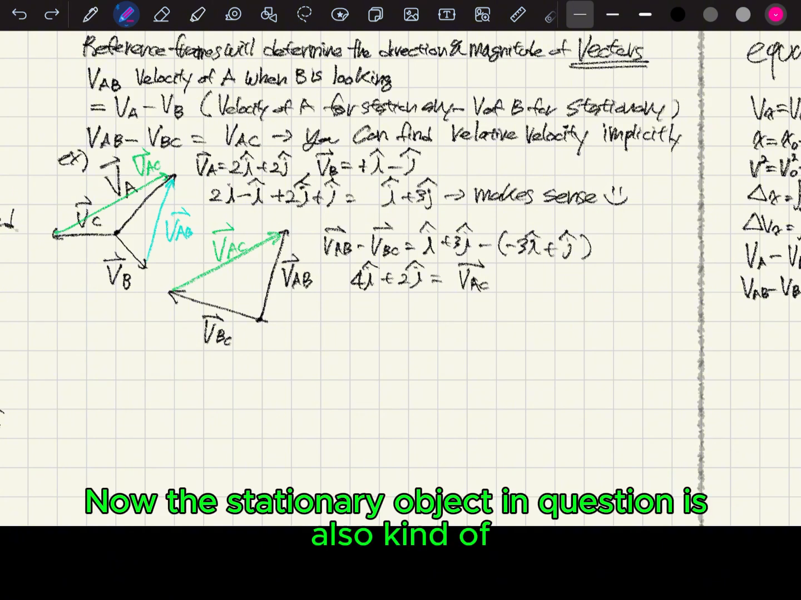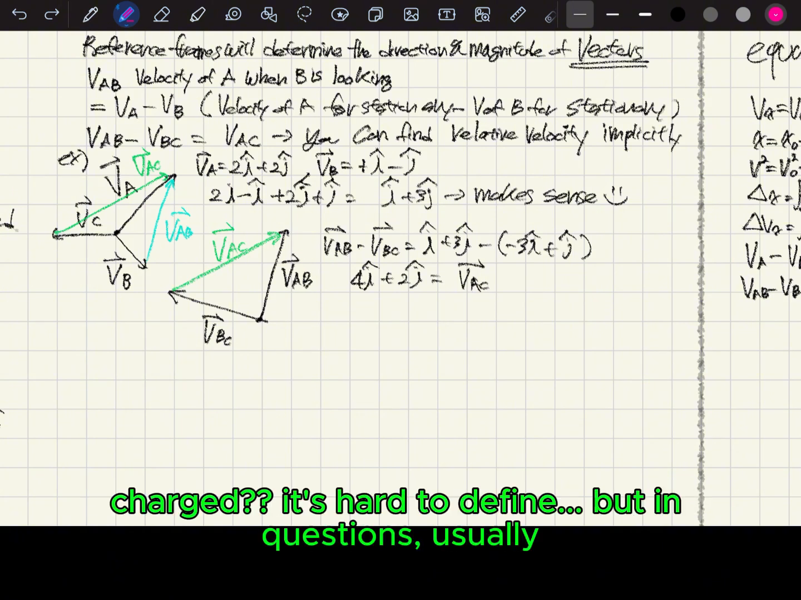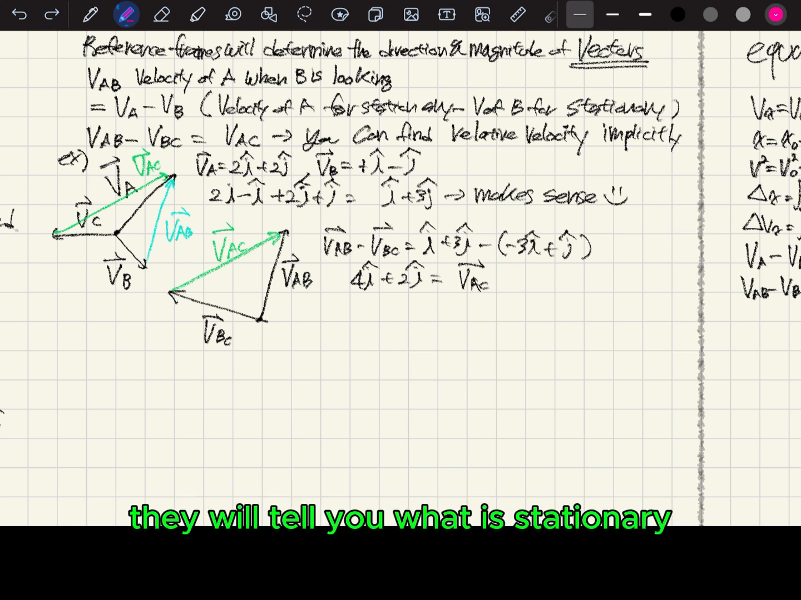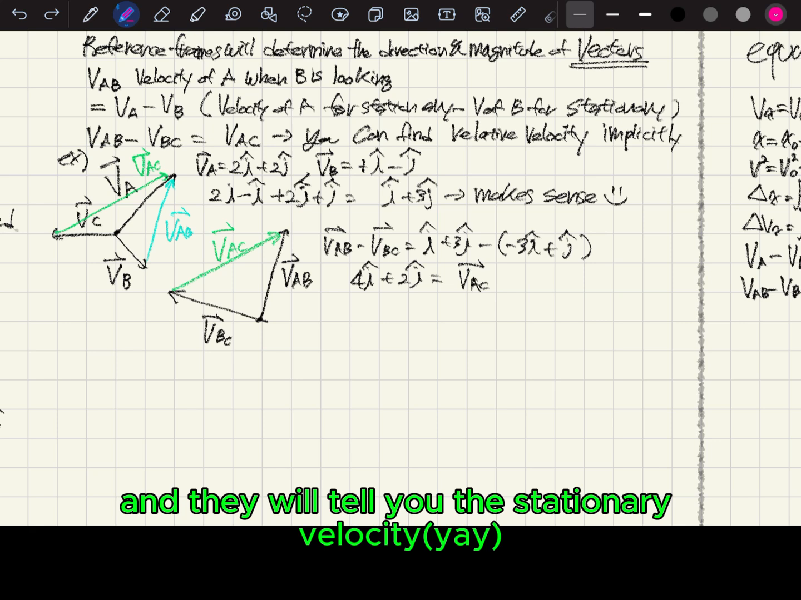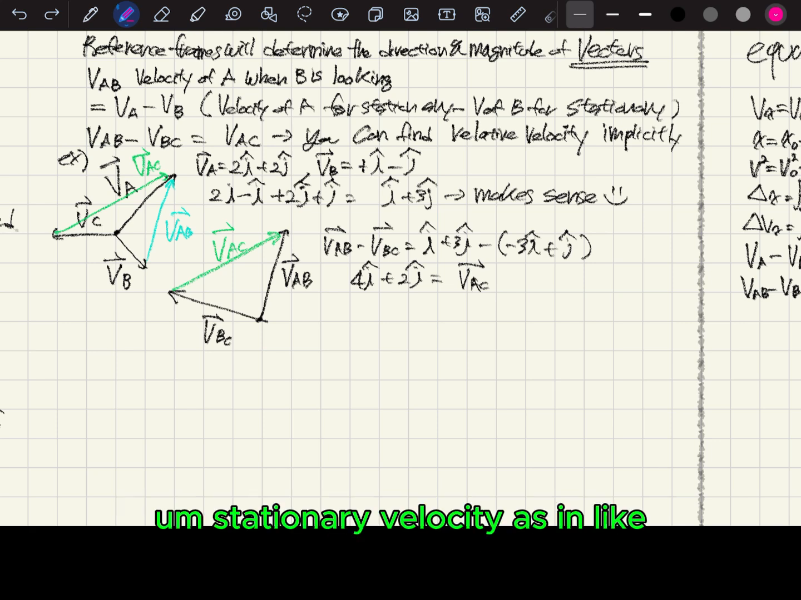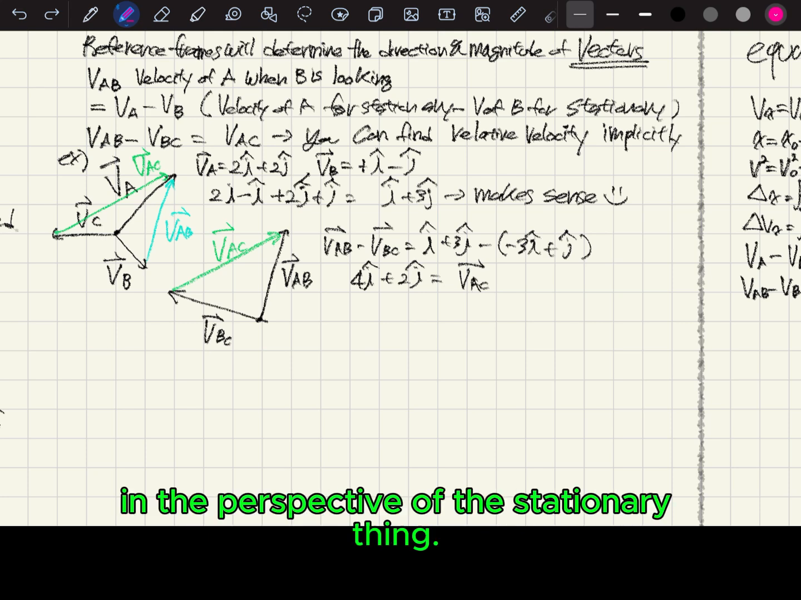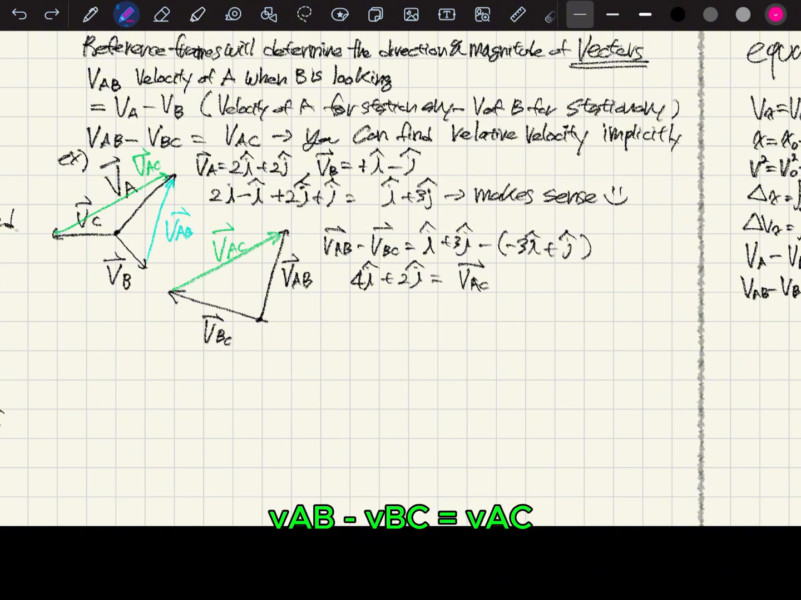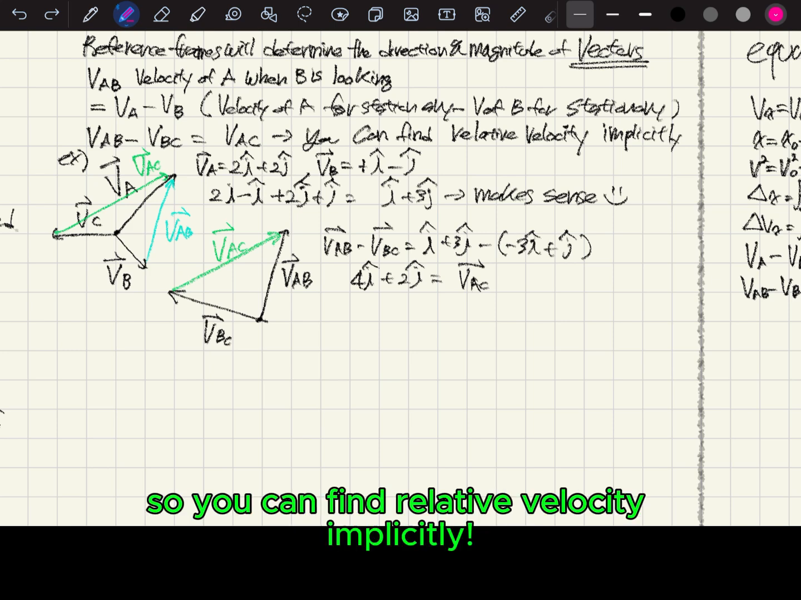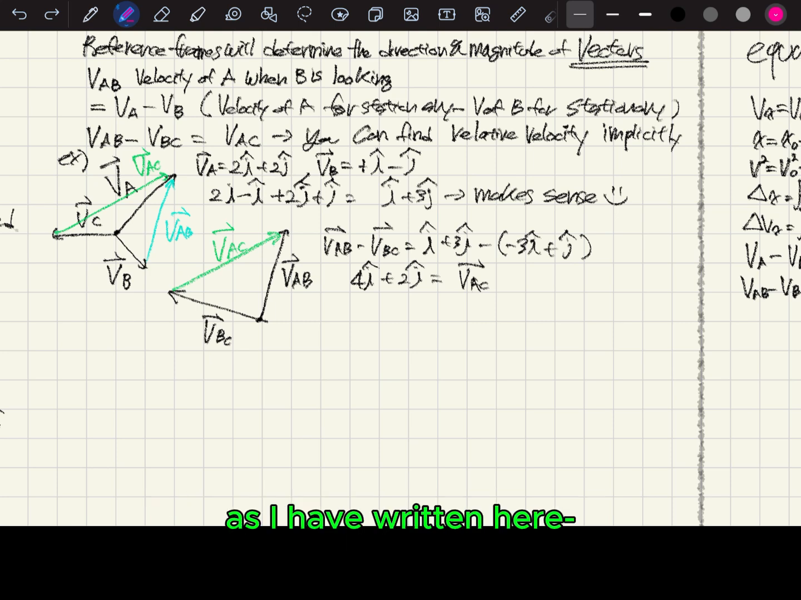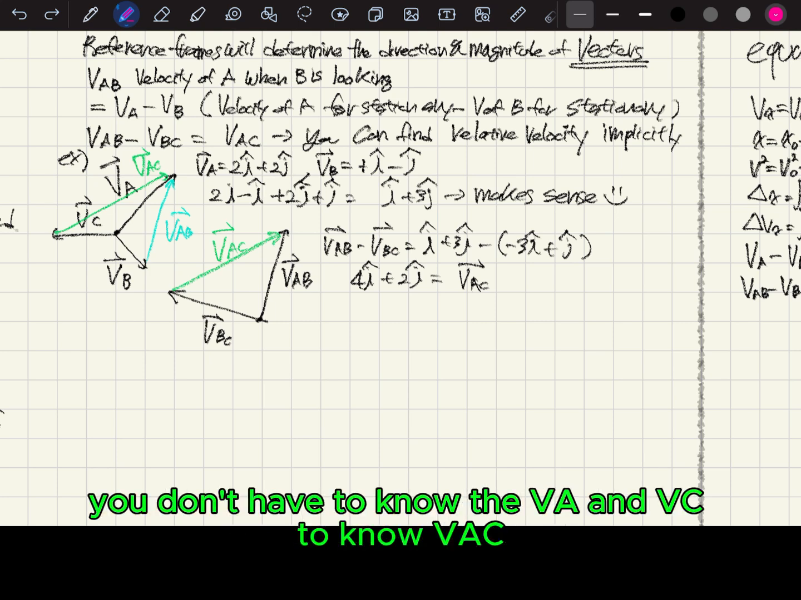Now the stationary object in question is also kind of tricky. It's hard to define, but in questions usually they will tell you what is stationary and they will tell you the stationary velocity. Stationary velocity as in what velocity an object has from the perspective of the stationary thing. Anyways, it's getting too long. VAB plus VBC is VAC. So you can find relative velocity implicitly, as I have written here. You don't have to know VA and VC to know VAC.